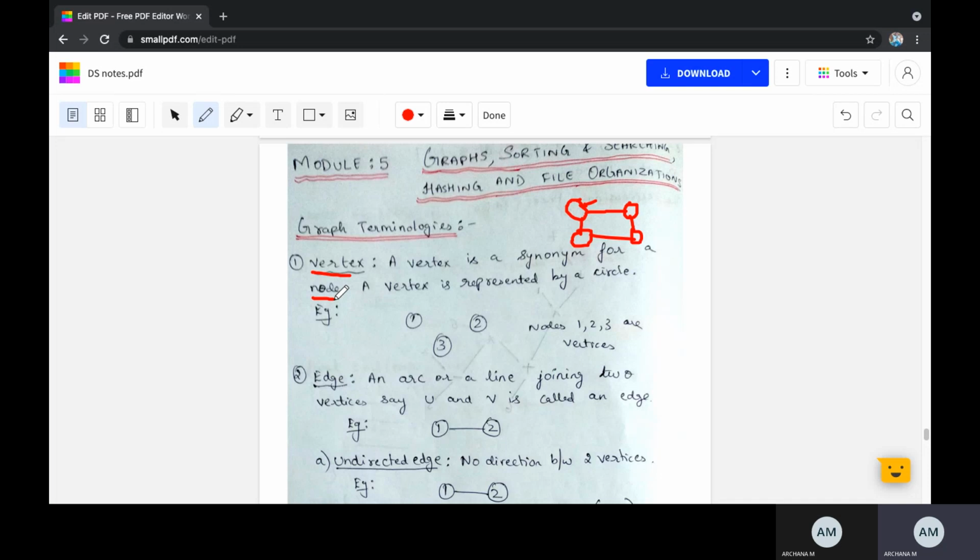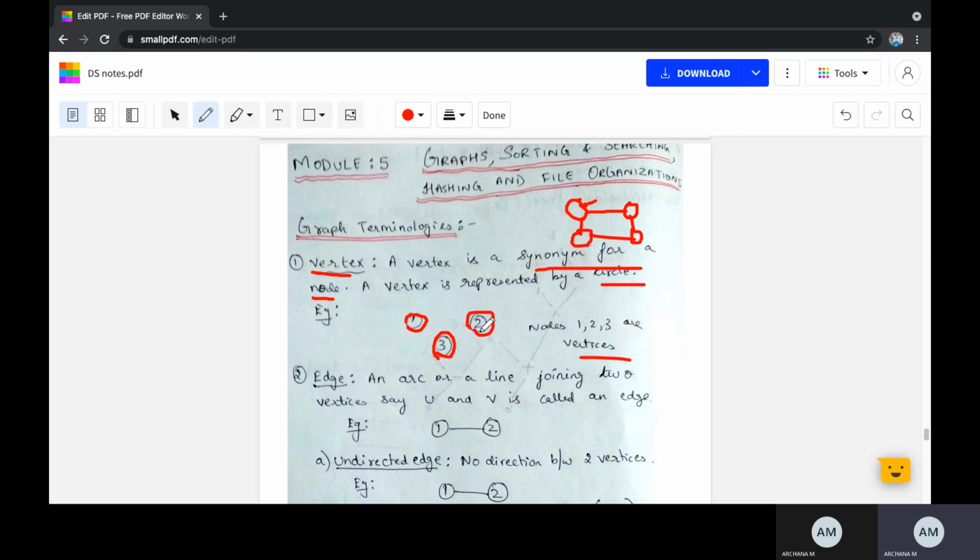And when we represent it in a normal graphical representation, the node will look like this, just a circle, and we write the name of it. That is known as a vertex. A vertex is represented just by a circle. This is very important. For example, take 1, 2 and 3. 1 is written in one circle, 2 in one circle and 3 in one circle. These are known as vertices, or also nodes.